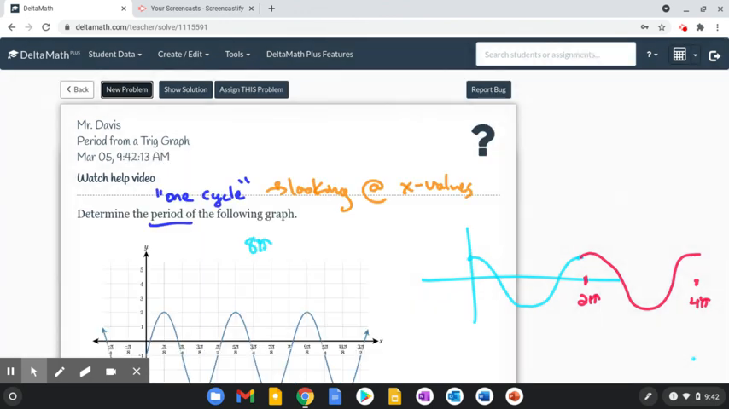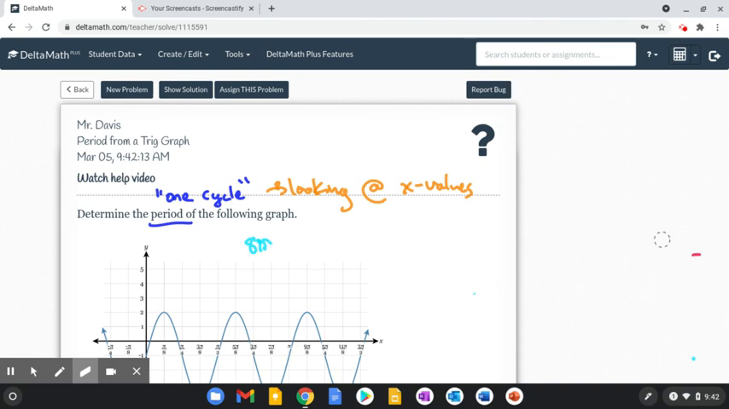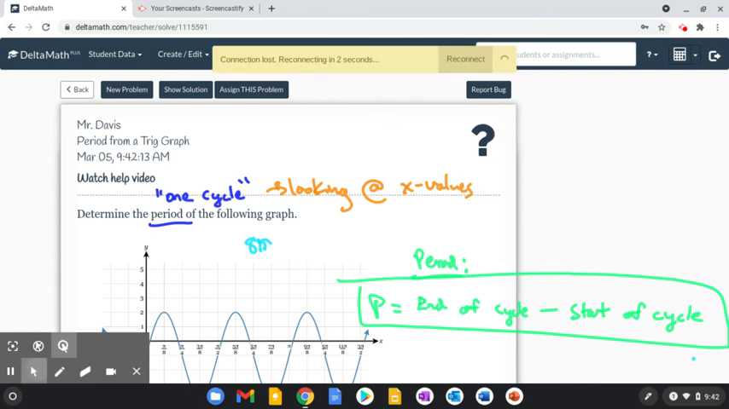There is a formula which we'll use for this one as we move on. Visually, I think this is probably the easiest way to at least identify the start and the end. So if you wanted to have a formula for this period, it's just going to be the end of the cycle minus the start of the cycle. And I'll show you what that means.